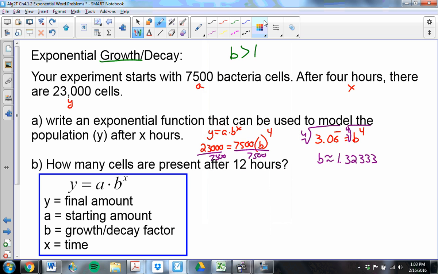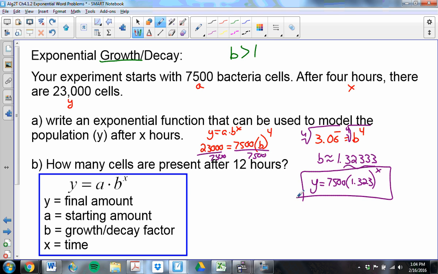1.32333. When I write down the value, I can't go forever. But the more decimal points you have, the more accurate you are. And depending on what you're doing, you might not need that many or that few decimal points. But now that we know what b is, we can have the equation y equals, our starting amount is still 7,500. Our base is now 1.323, I'll call it, to the x. This is now the equation that models the number of bacteria over time, where x is in hours.